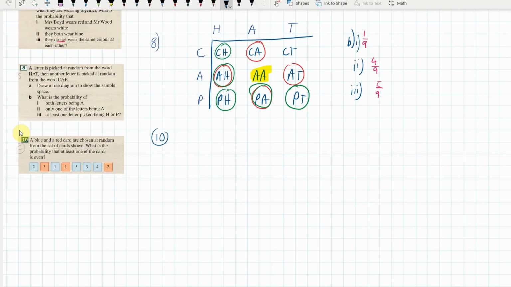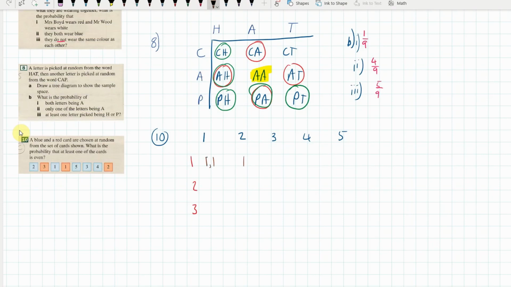Okay, a blue and red card are chosen at random from the set of cards. What's the probability that at least one of those cards is even? So we're choosing one blue and one red. So what I'm going to do is set up a sample space diagram. Here's my blues. 1, 2, what have I got next? 3, 4, and 5. That's my blue. And then I've got my reds here. So I've got 1, 2, 3, let's go in order. And I'll just do these middle ones with the same color.